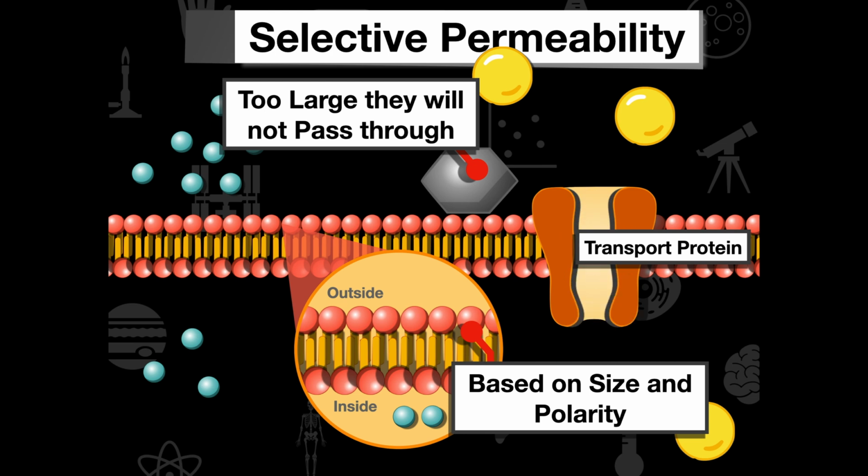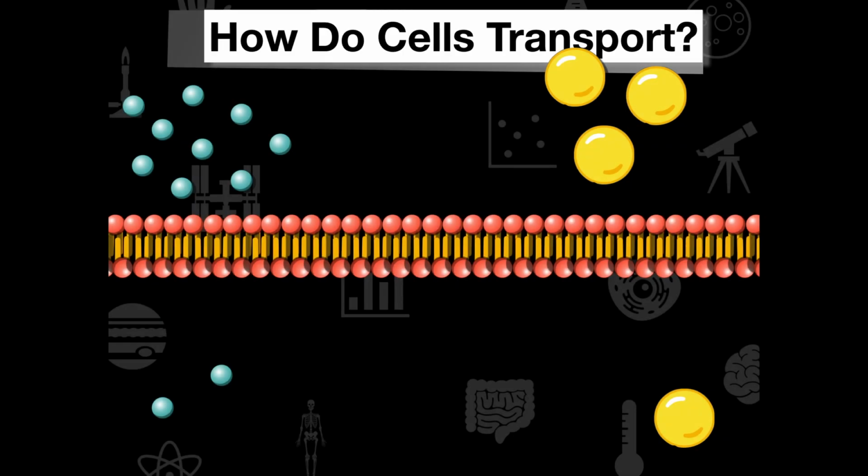I can open that gate and I can select for the specific molecules that I want inside the cell. So selective permeability is just the selection of certain molecules. It's going to be regulated by the phospholipid bilayer and by the proteins, the transport proteins in the cell membrane. All right, so let's go through and look at how cells are going to transport stuff in.